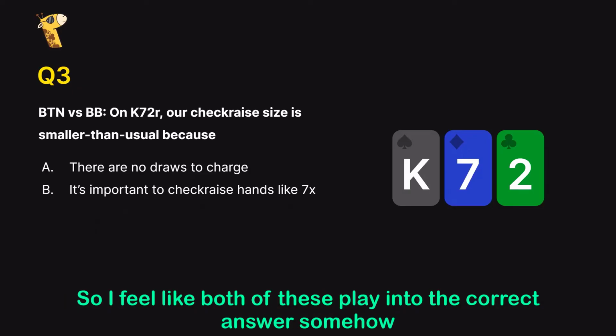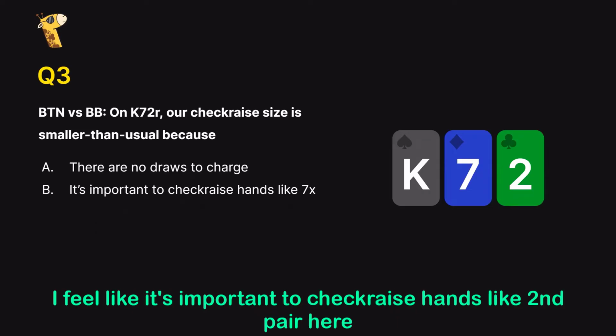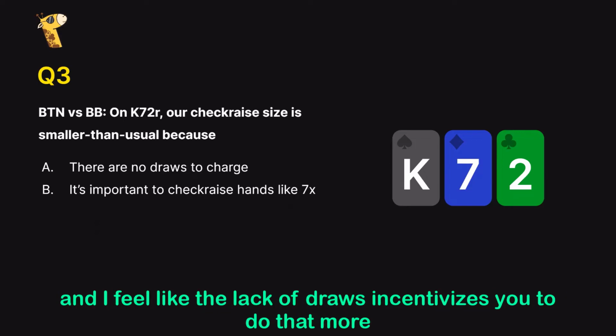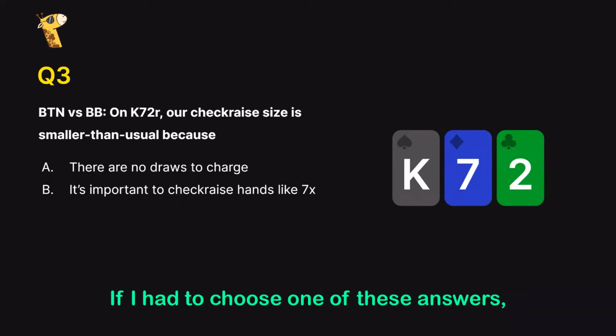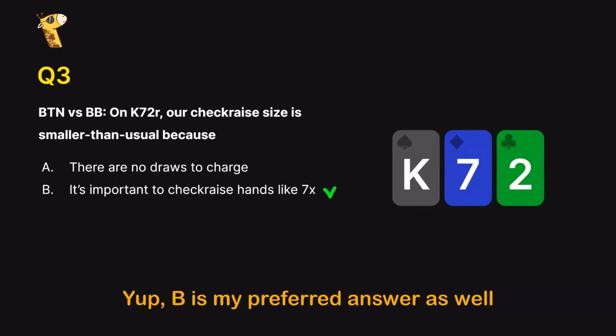So I feel like both of these play into the correct answer somehow. Maybe I'm missing something, but I feel like it's important to check raise hands like second pair here, and the lack of draws incentivizes you to do that more. But if I had to choose one of these answers, I would go with B. It's important to check raise hands like 7x. Yeah, B is my preferred answer as well.